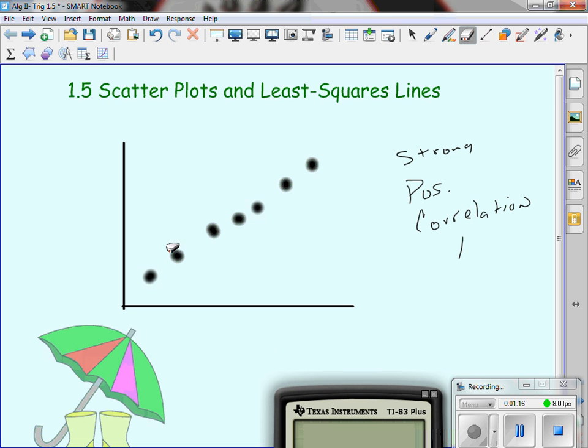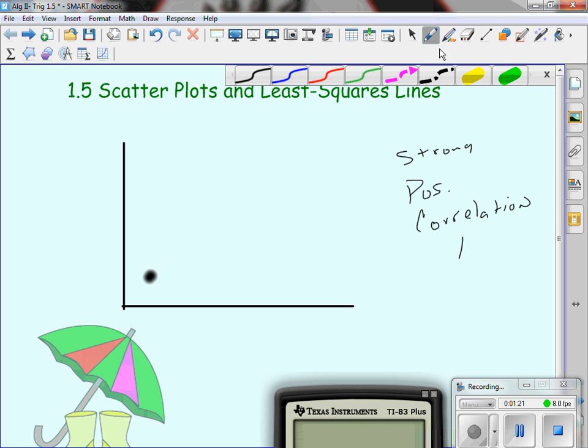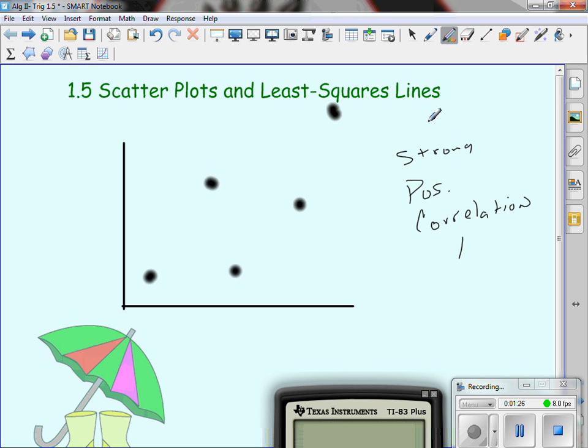But if I took the dots and put them, what can you tell me about the dots? They're going up, right? So it's still positive. Now it's going to be weak. It's still positive, but it's weak. The dots are not close together. This one would probably be like a half or 0.5. The closer it is to 1.